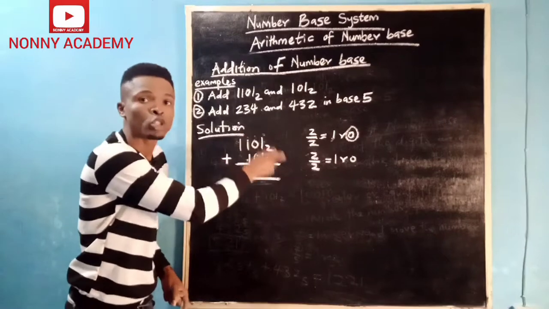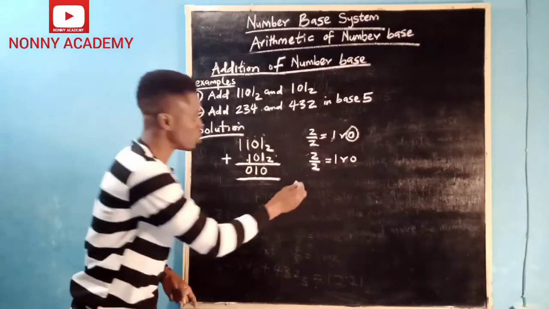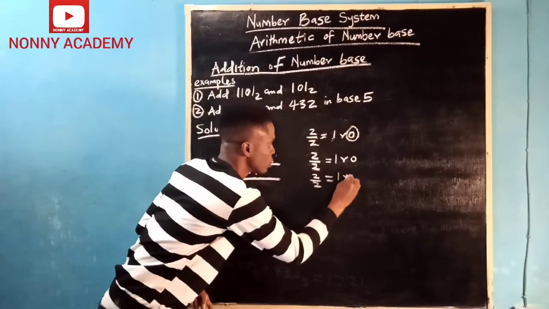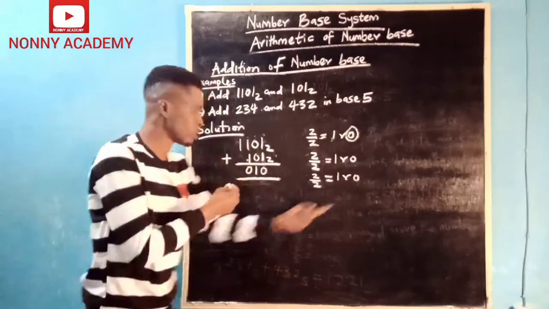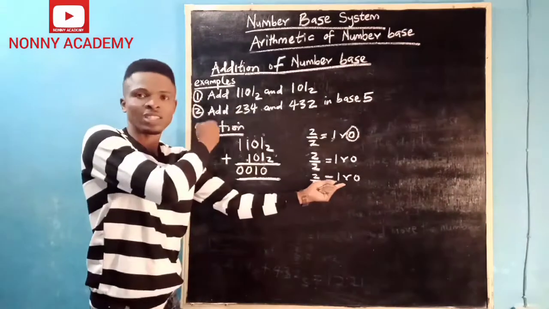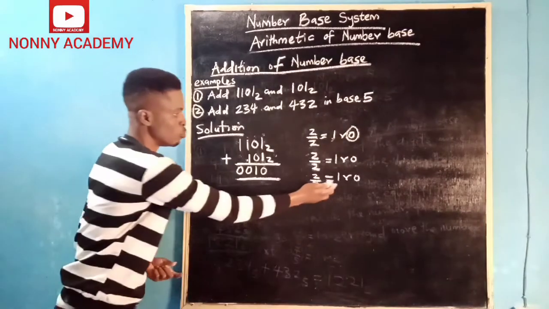Since 2 is equal to the base, which is 2, I will not take 2 as my answer. I will repeat the same process. I will say 2 divided by 2, which is 1 remainder 0. Then I will take 0, which is the remainder, as my answer. 0. Then I will move 1 to the next digit. Since we don't have anything else to add, then I will bring this 1 here.